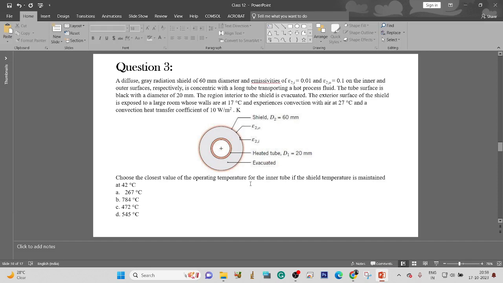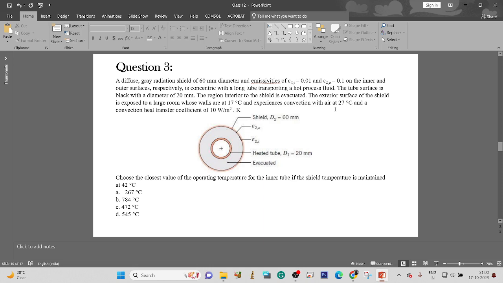A diffuse gray radiation shield of 60 mm diameter has emissivity of 0.01 for the inner surface of the shield, and 0.1 for the outer surface, as given. It is concentric with a long tube transporting a hot process fluid. The tube surface is black, so we can consider it a black body. Diameter is given as 20 mm. The region interior to the shield is evacuated, and the exterior surface of the shield is exposed to a large room whose walls are at a given temperature and experience convection with air at 27 degrees Celsius.